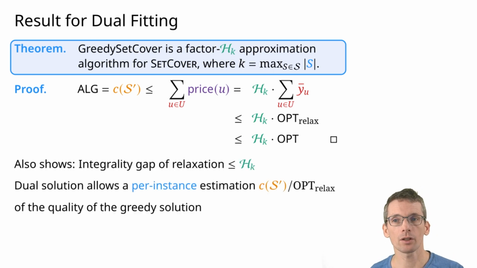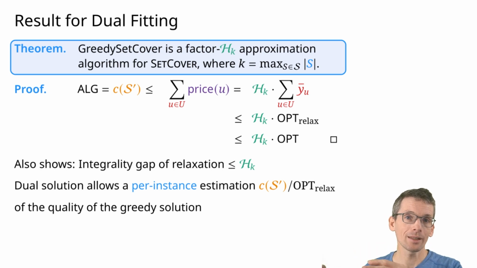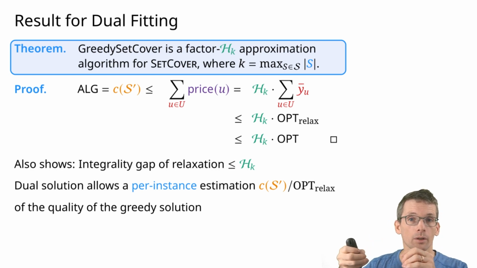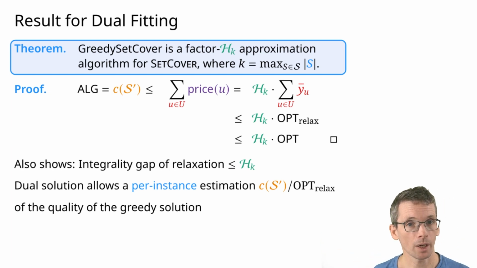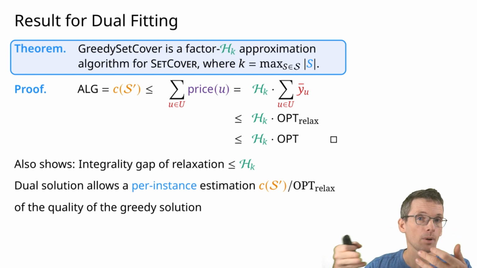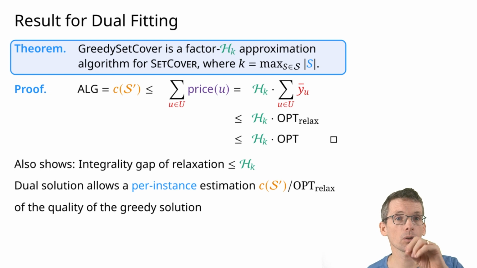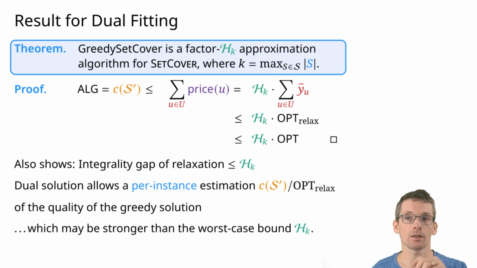Another interesting observation is that from the dual solution, I actually get a per-instance estimation of the approximation factor, which might be much better than the H_k. Because when I do my greedy algorithm, I get the sum of these prices. I can look at the sum of the prices and see how much I need to scale them down to actually get a feasible dual solution. And that scaling factor, which might be much less than H_k, is then already an upper bound on the approximation factor for that specific instance. So this might be much better than H_k.